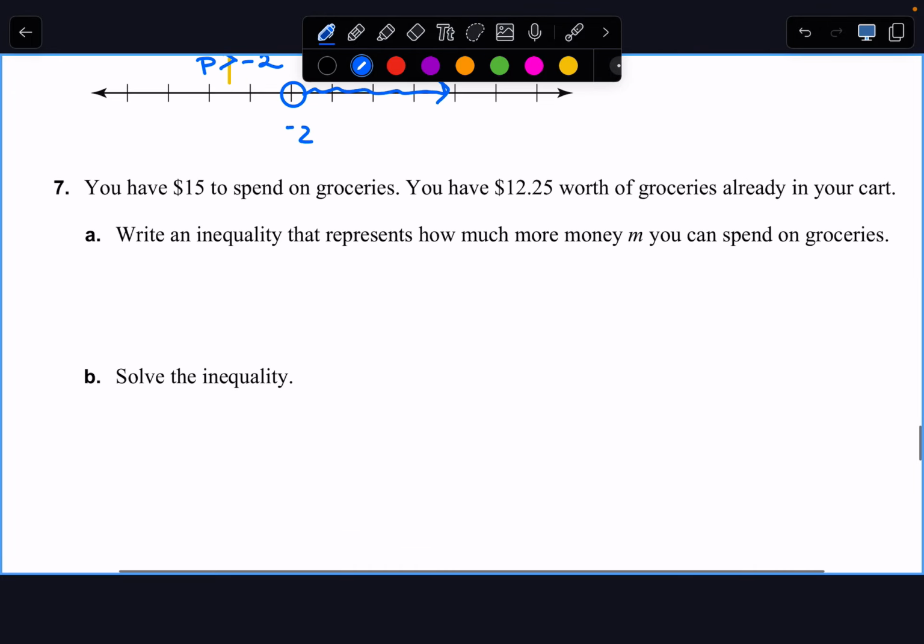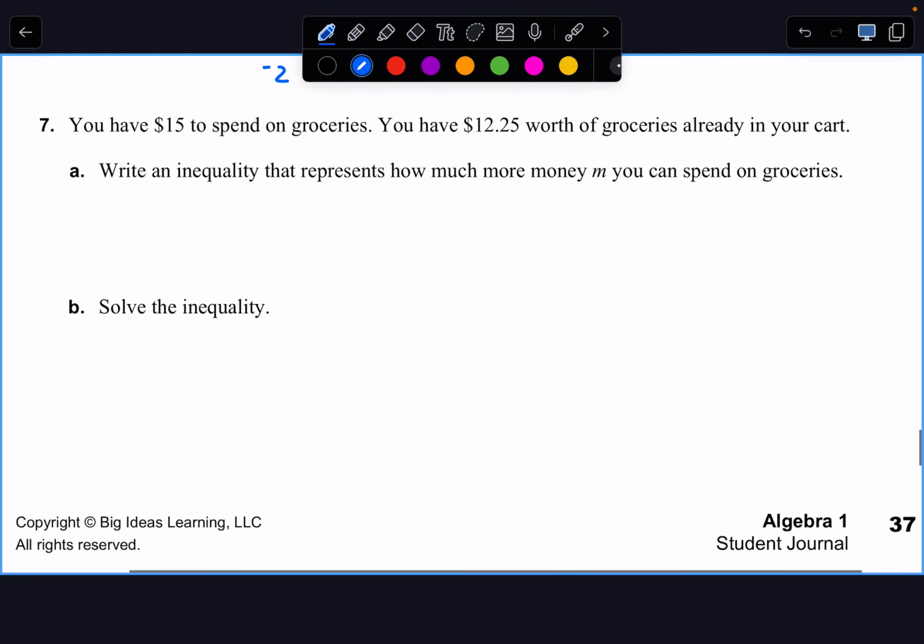Okay, let's take a real life situation here. You have $15 to spend on groceries. You have $12.25 worth of groceries in your cart. Write an inequality that represents how much more money you can spend on groceries. M is how much more you can spend. And you have a total of 15.